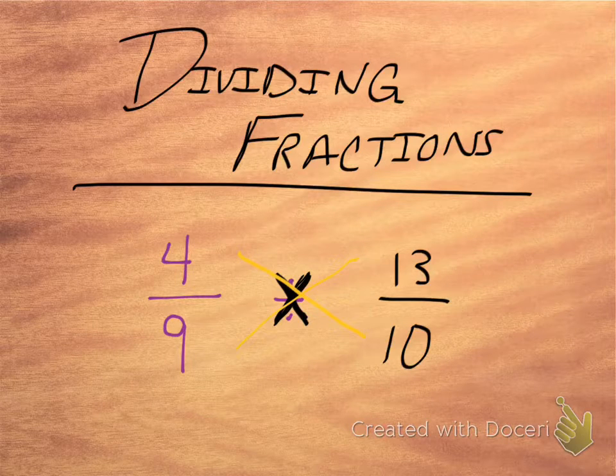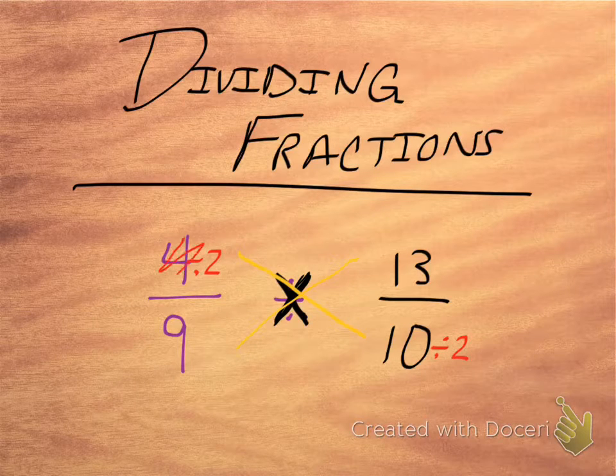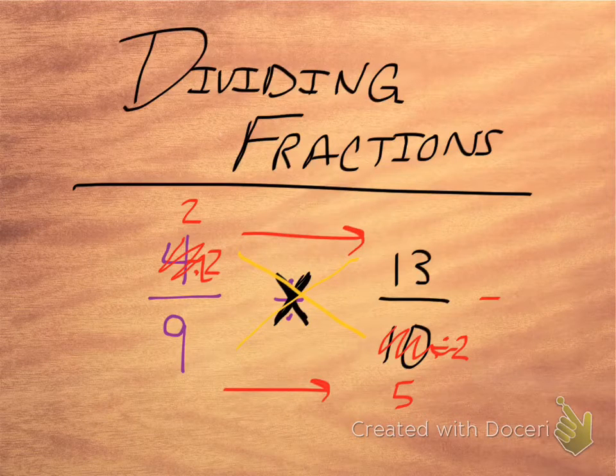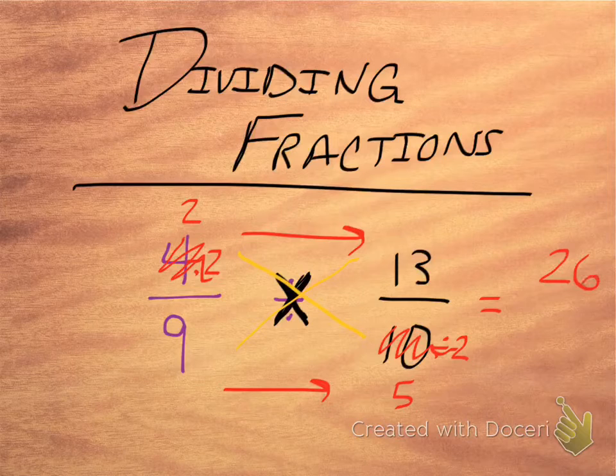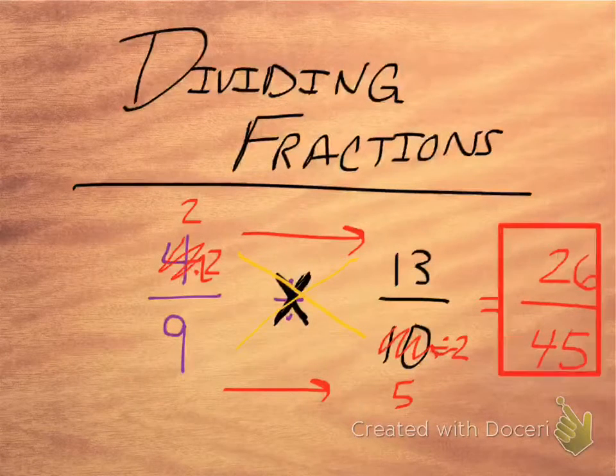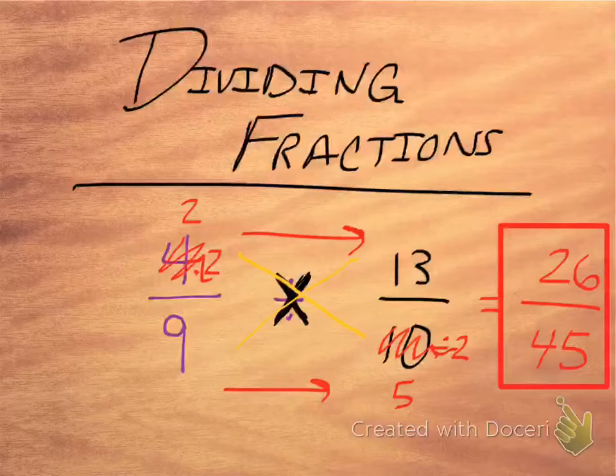So I can look across my fractions. Do 9 and 13 have anything in common? In this case, no. But do 4 and 10? Absolutely. I can divide by 2. That turns this into a 2 and this into a 5. Now I multiply straight across. 2 times 13 is 26. 9 times 5 is 45. And that is my final answer.